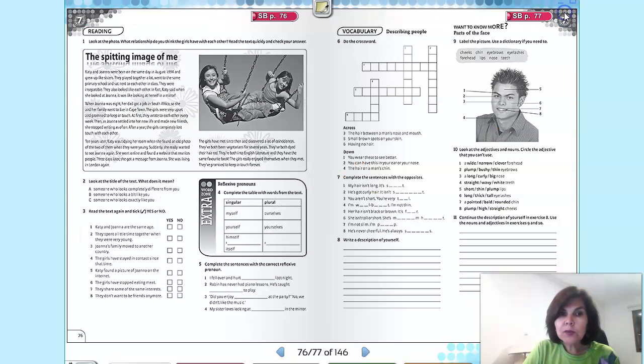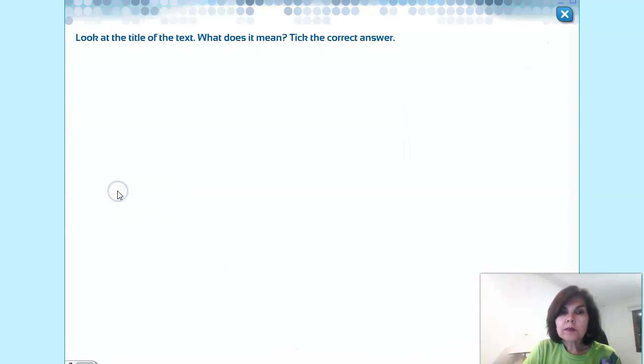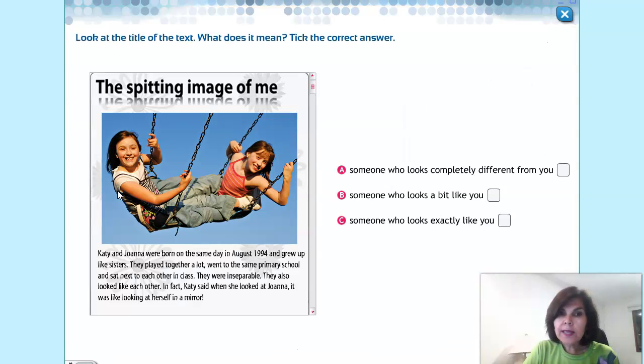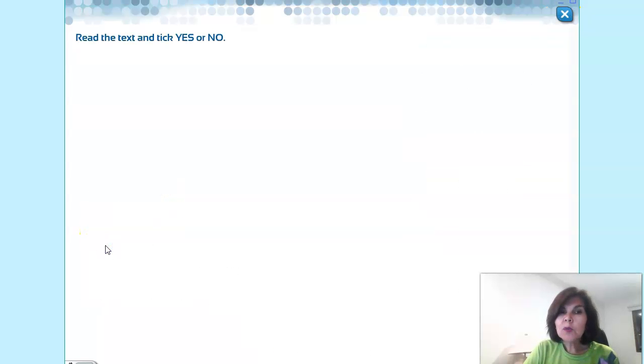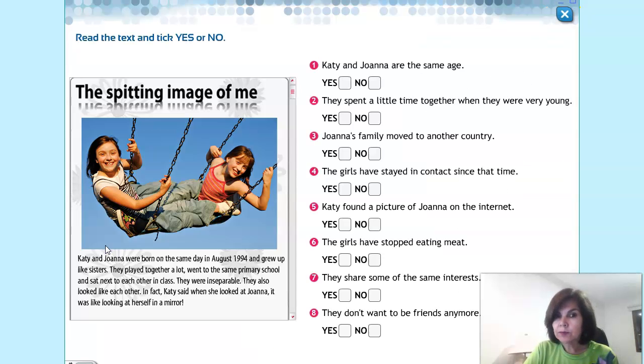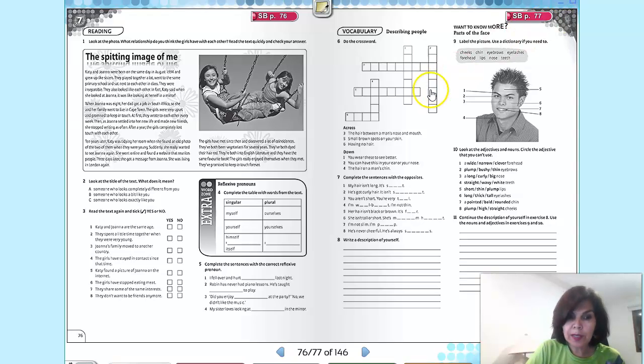On exercise 2, okay, the same thing, you need to read the text and see what it means. This, or this, but you need to read. On the next one, you need to answer yes or no. And in order to answer this, you need to read again. Okay, this is reading comprehension.